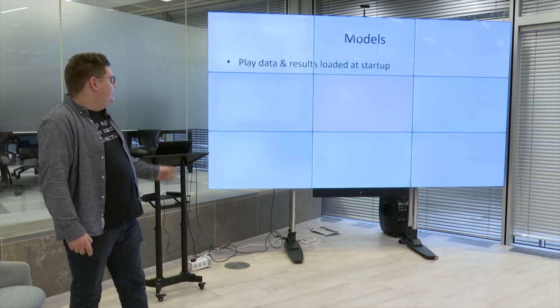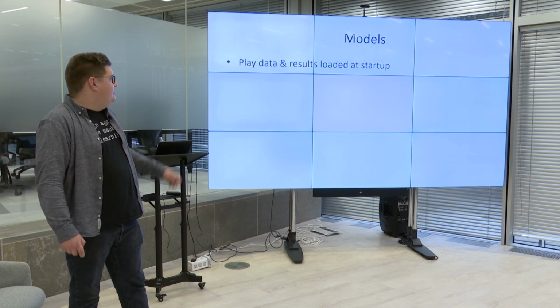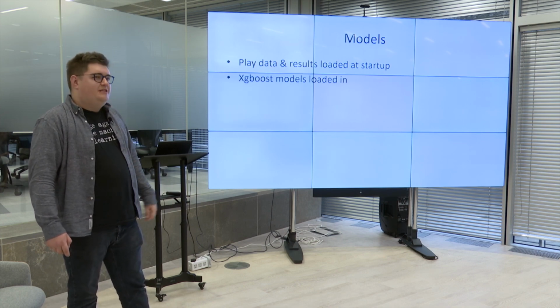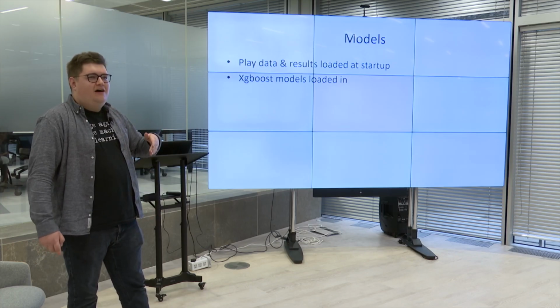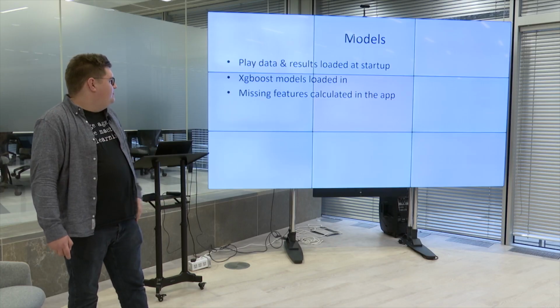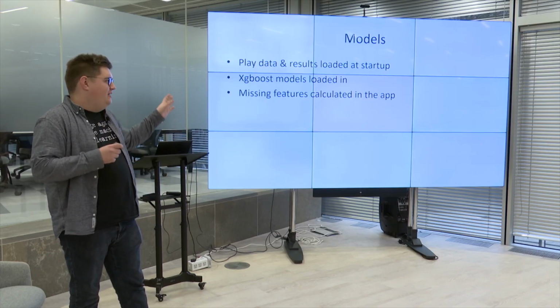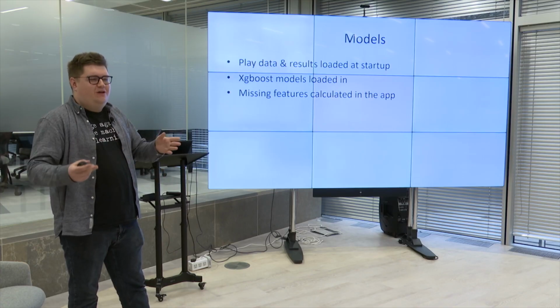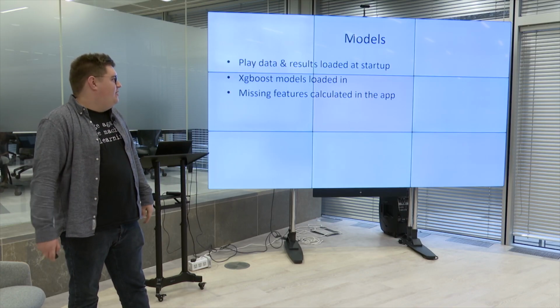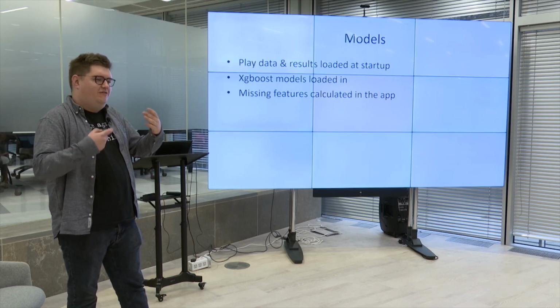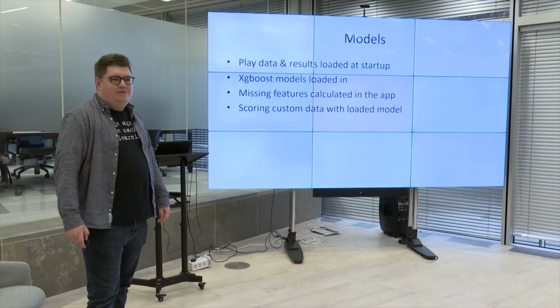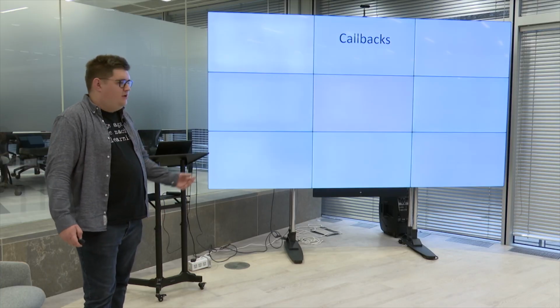And now for the models, the data was loaded at the beginning. It's the same with the models. They were trained in R actually, and then were loaded in with JSON and a model file into XGBoost. The missing features were then calculated in the app, because we only have the XY coordinates in the data that we generated, so we need to also have all the features that were in the model. That could be done on the fly after you press the button for rescoring the play, and the data will be scored with the custom model.